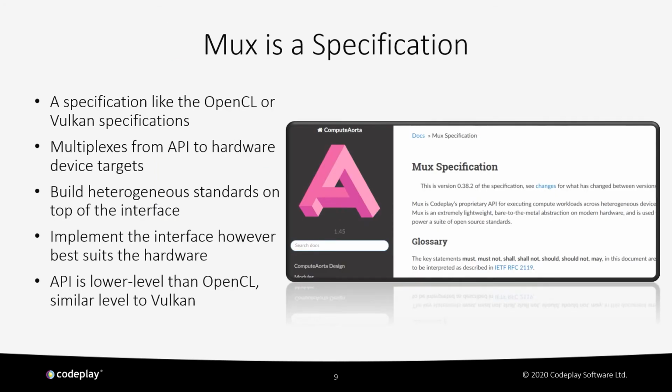Simply, MUX is a written specification. Just like OpenCL or Vulkan have a written document describing how those APIs work, so we do for MUX. And customer teams read the specification and produce their own implementations. It is called MUX because it multiplexes from APIs to multiple hardware device targets. Because customer teams are following its written specification and implementing it, they have complete freedom to implement it however they feel best suits their target hardware to achieve the best performance. As an API, MUX is lower level than OpenCL, but at a similar level to Vulkan.